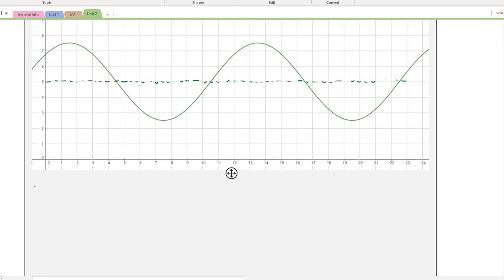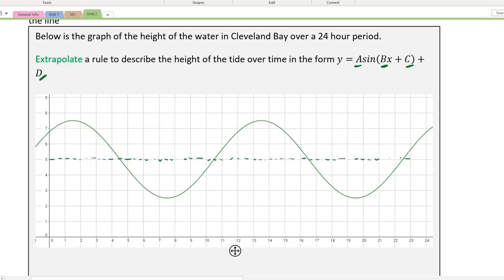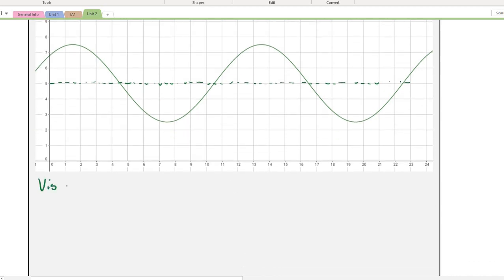Because it's the height of water, I don't know that it's meters. It doesn't make sense for it to be centimeters. It doesn't make sense for it to be kilometers. It says in Cleveland Bay, which is in Australia, so it's not in feet. We'll assume it's in meters. But it's a very good point, we don't know that for sure. It doesn't matter what measurement it really is in. But yeah, so visually, the median value is 5. So therefore, D equals 5.